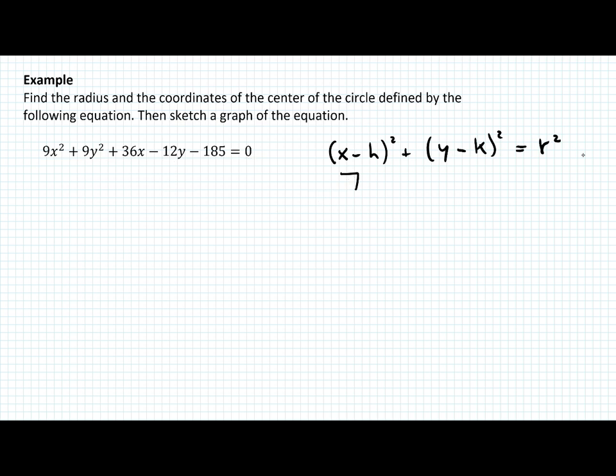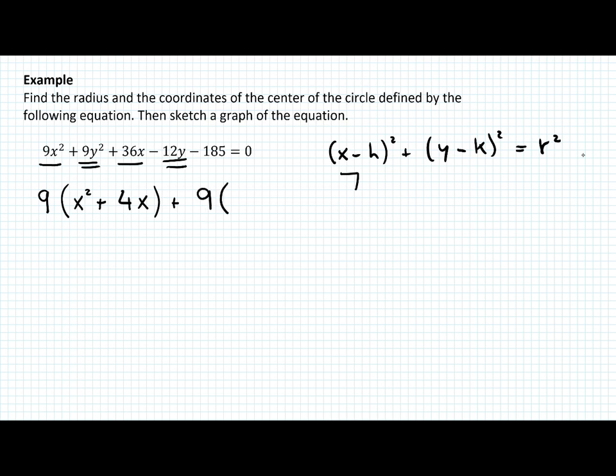So let's see what we can do first here. The first thing we can do is combine all the like terms, and we can add the 185 on the right side of the equation. So let's do one step at a time. Let's first combine the like terms here. We know that we can factor out the 9. So 9, and then in parentheses, we have x squared plus 4x, because we know that 9 times 4 is 36. Then we have plus 9.